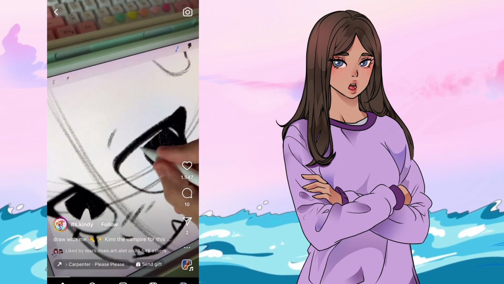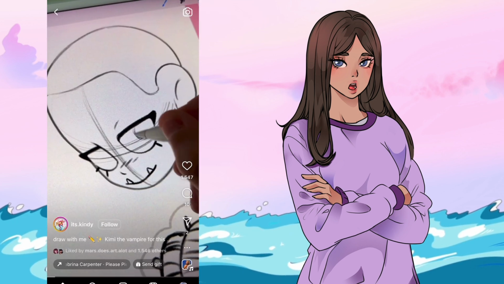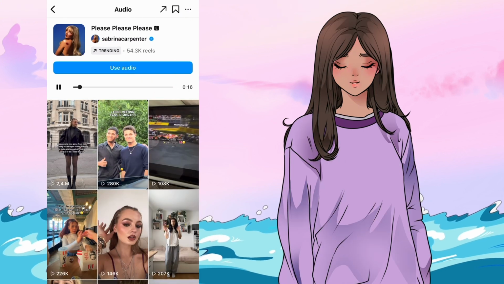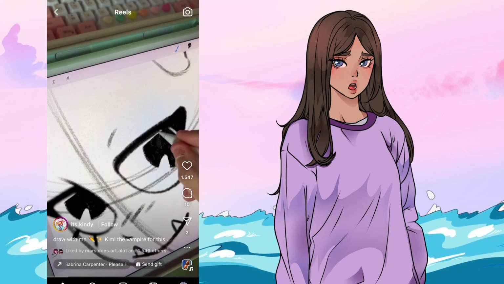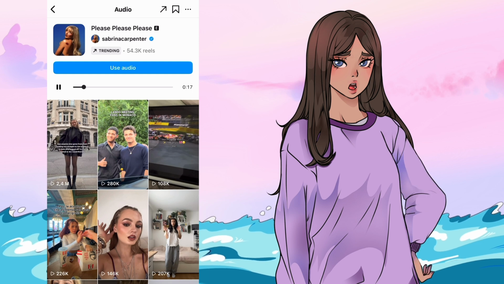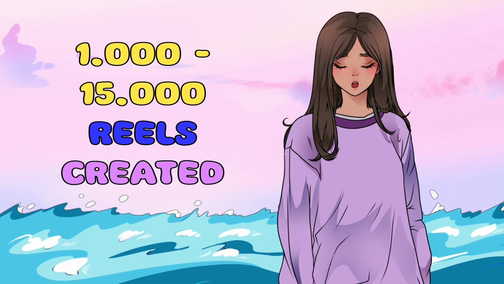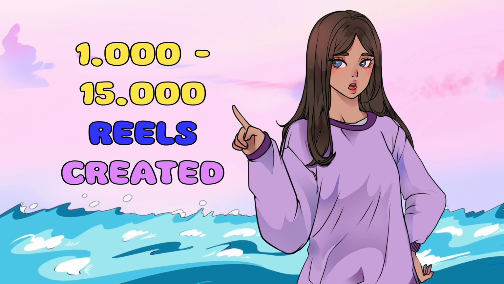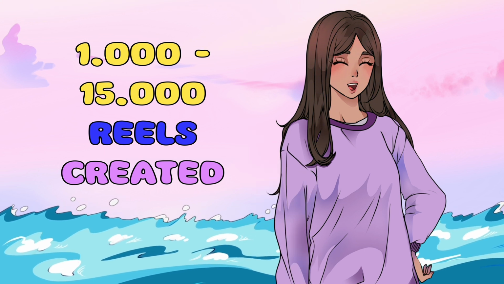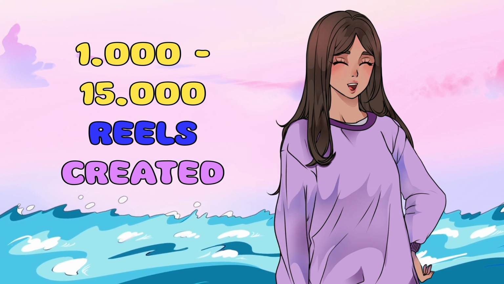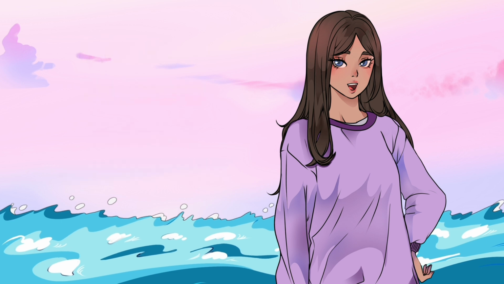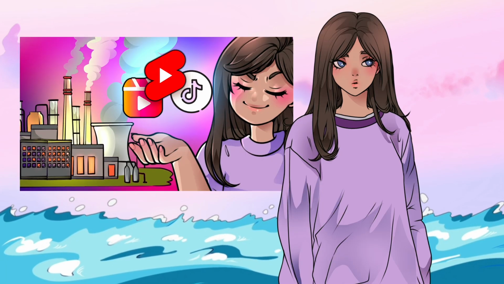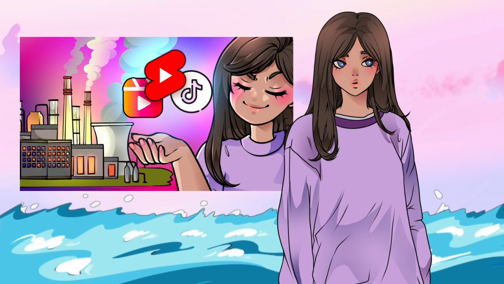You can see that on the small symbol right there. Once you have a couple of ideas, make sure to click into the sound and check how many reels were already created using it. I try to aim for the ones that have between 1,000 to maybe 50,000 creations, because that means I'm still early enough to make an impression. If something is at maybe 100k created reels, I usually don't bother with anything complex, but I might maybe use the sound on a time lapse.